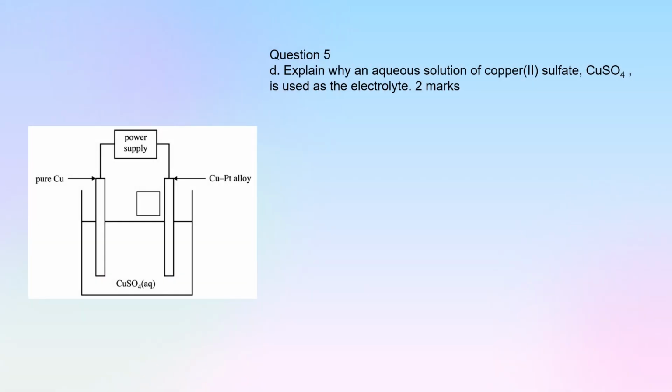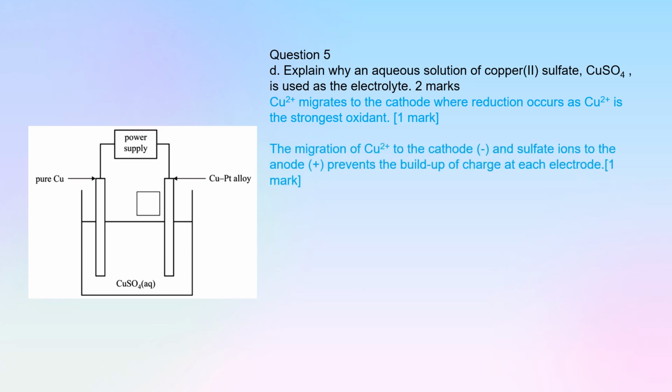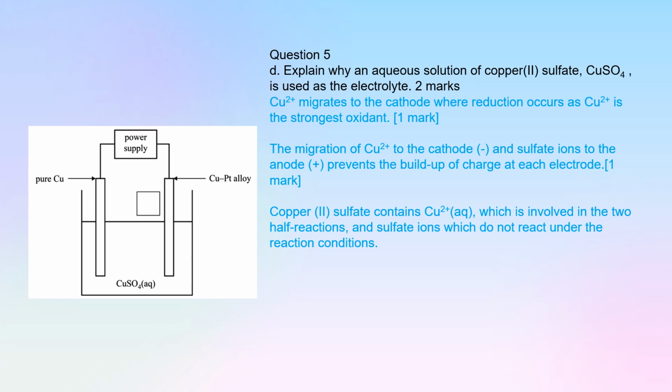Cu ions migrate to the cathode where reduction occurs, as Cu ions are the strongest oxidant. The migration of Cu ions to the cathode and sulfate ions to the anode prevents the buildup of charge at each electrode. Copper sulfate contains Cu ions, which are involved in the two half reactions, and sulfate ions, which do not react under the reaction conditions.